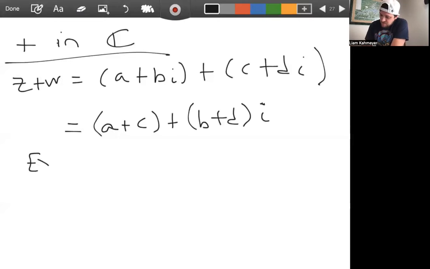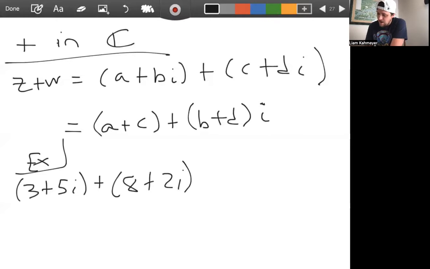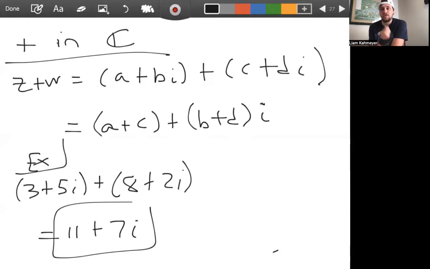So let's look at a very quick example here. Let's say we were looking at 3 plus 5i, and then we were adding this to 8 plus 2i. What would the result be? This would be 11 plus 7i, because you add the real parts together, and then you add the imaginary parts together. And the real part plus the imaginary part is a complex number.